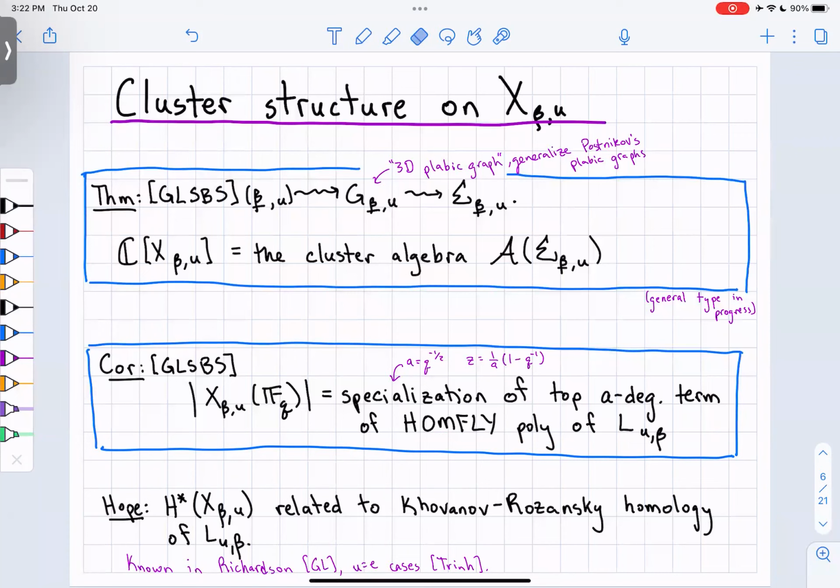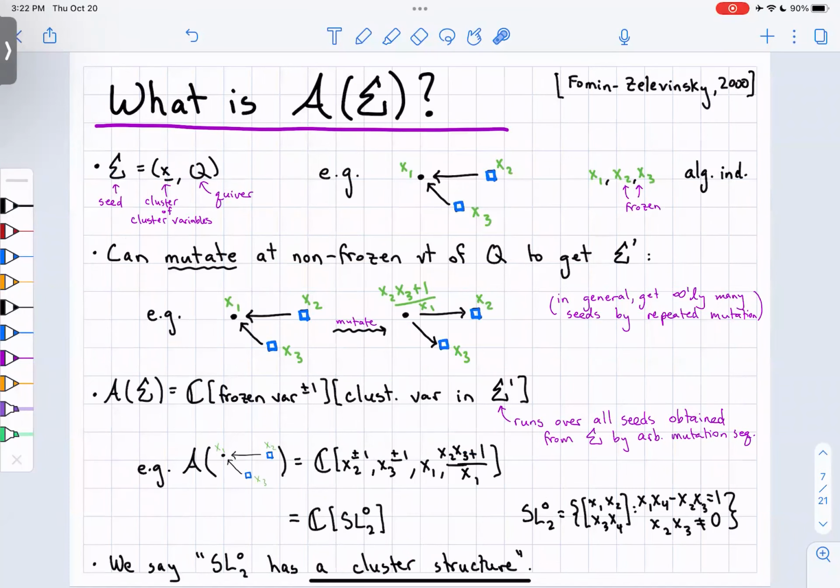Okay, so let me tell you now what the cluster structure is. What is a cluster algebra? If you don't feel like paying attention to the details, that's fine. Just think of a cluster algebra as an algebra completely determined by this initial combinatorial information, and that will do you for the rest of the talk. If you do care about the details, let me give you some.